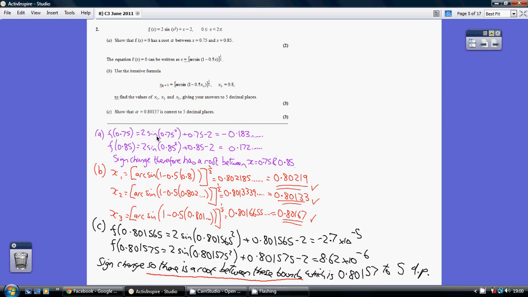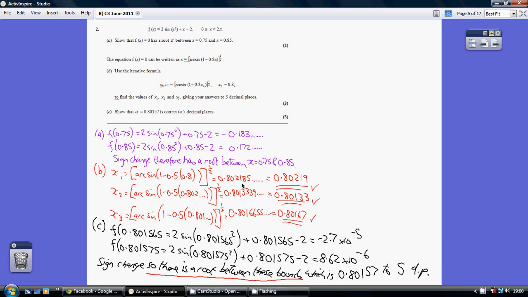Now for part B, this always looks much more complicated than it is. All this is telling us is the next term is the previous term, and then you do this to it. So x0 is 0.8, so x1, our next term, is going to be what happens when you substitute 0.8 into this. So that's what I've done here.